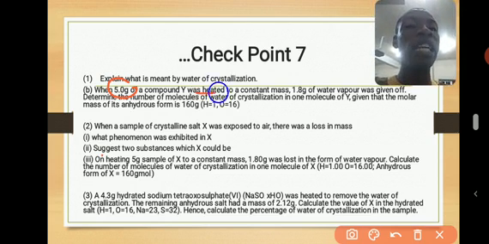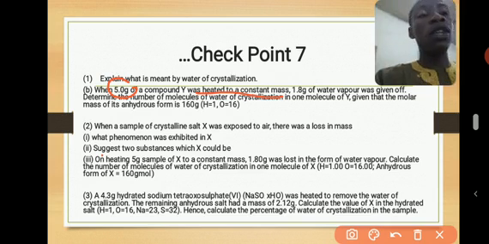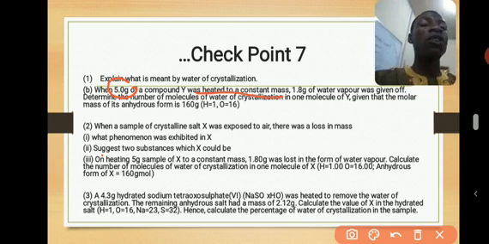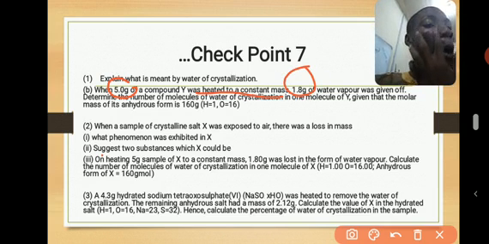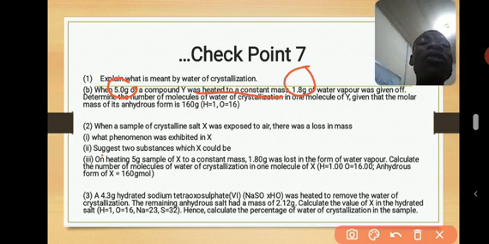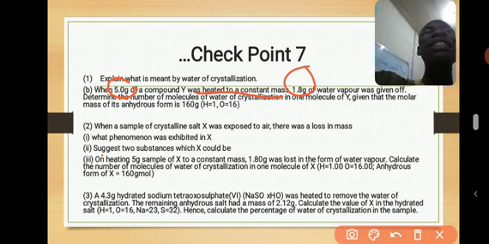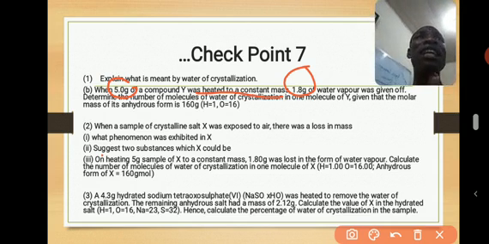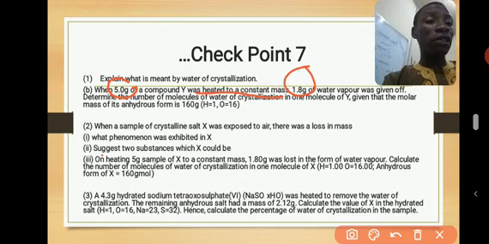So when it was heated, now can you see when it was heated? When you heat it, what will happen? It will lose water molecules, right? So when it was heated to a constant mass, 1.8 gram of water vapor was given off. Now take note of this. When you heat 5.0 gram of a compound Y, 1.8 gram of water was given off. That is the water of crystallization that was present. You can see that there's no stereotype manner of asking this question. You were told that 1.8 gram of water vapor was given off.